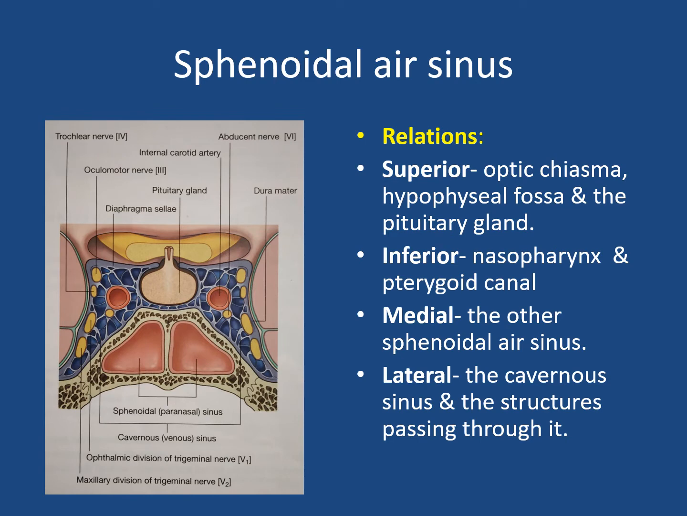For the relations of the sphenoidal air sinus, you look at the picture again. Superiorly, it is related to the optic chiasma, the hypophyseal fossa containing the pituitary gland. Inferiorly, it is related to the nasopharynx and the pterygoid canal. Medially, it is related to the other sphenoidal air sinus, and laterally, it is related to the cavernous sinus with the structures that pass through it.